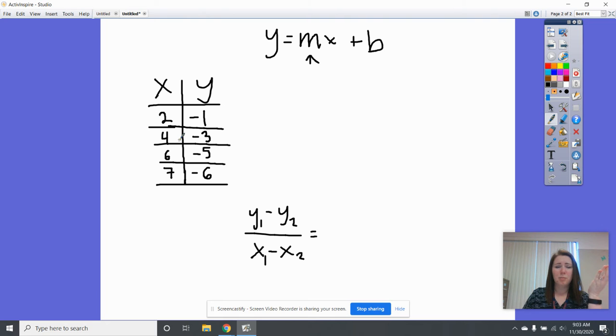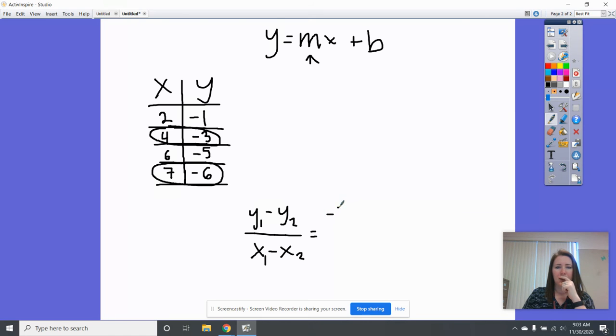Last time I chose the top 2. It really doesn't matter. Maybe I'll choose the second point and the fourth point this time. What matters is that a point is a pair of one x value and one y value, right next to each other. So now I do the first y value minus the second y value.